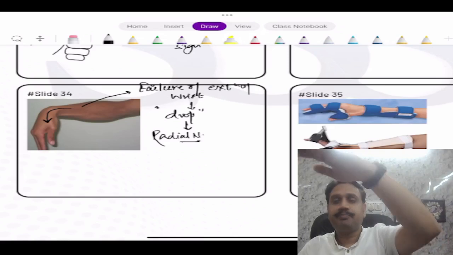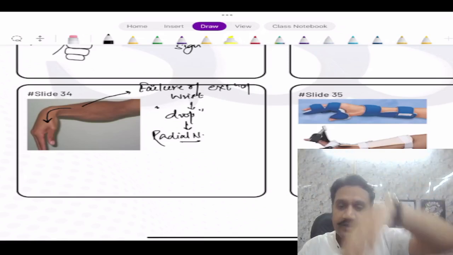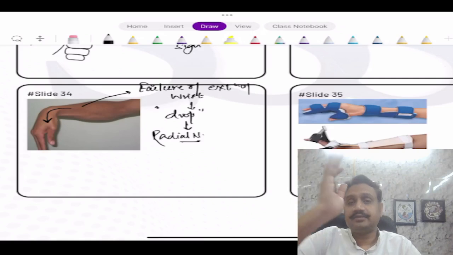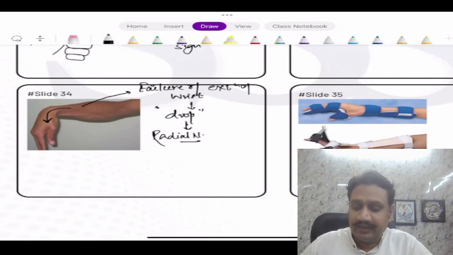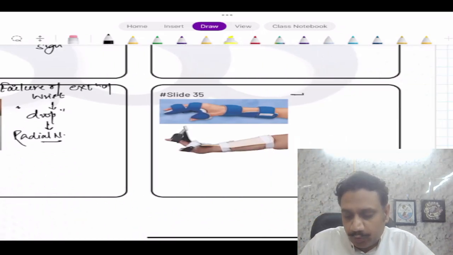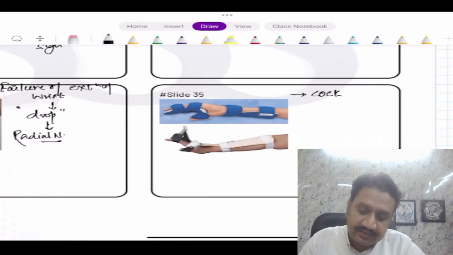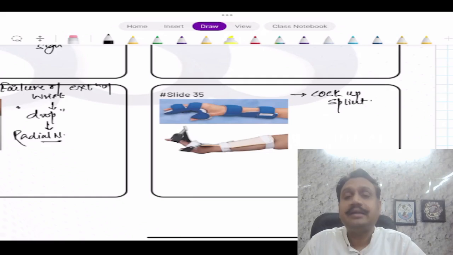Now, in this case, the patient's wrist is actually falling down. So what do we need to do? We need to keep it extended like this, right? So this kind of splint, which is keeping the wrist extended, finger extended, is called as what? They are called the cock-up splints, right?